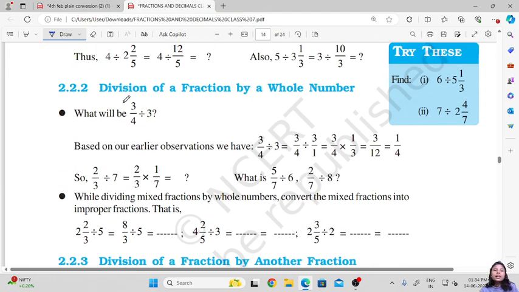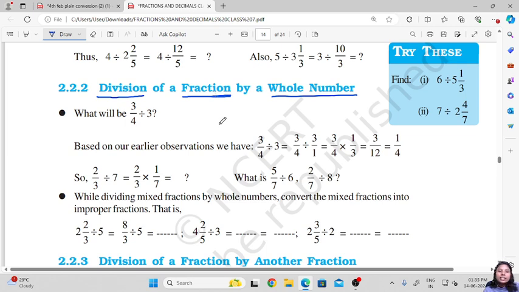Now next is, here see, this says division of a fraction by a whole number. So previously what we said was division of a whole number by a fraction. In that case the whole number was written before and then we had the fraction. Now in this case it will be the reverse of it. So we'll have the fraction first. See here we have the fraction, that is 3 by 4, and then we have the whole number.